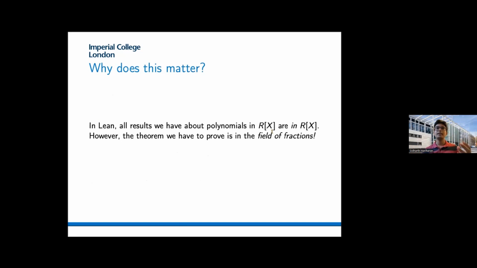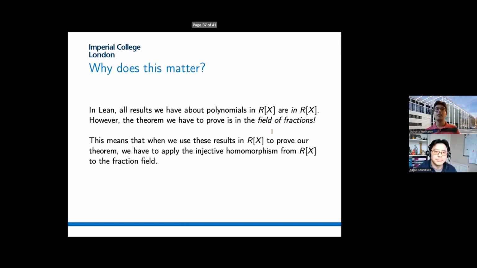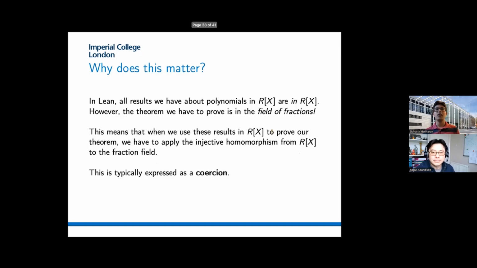So the issue really is that all of the lemmas that we stated earlier in Lean are defined over Rx, whereas the theorem that we want to prove is in the field of fractions. So we need to apply this injective homomorphism everywhere, and that can get a bit annoying, but that is just something to take care of, and there are tactics to help people do that in Lean. This is typically expressed as something called a coercion, and I won't get into any details here because we're running out of time.